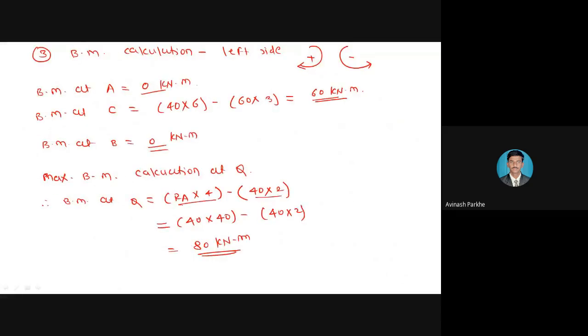40 minus 40 into 2. So like that we got the maximum bending moment as 80 kilonewton meter. Okay, have you understood this particular problem?